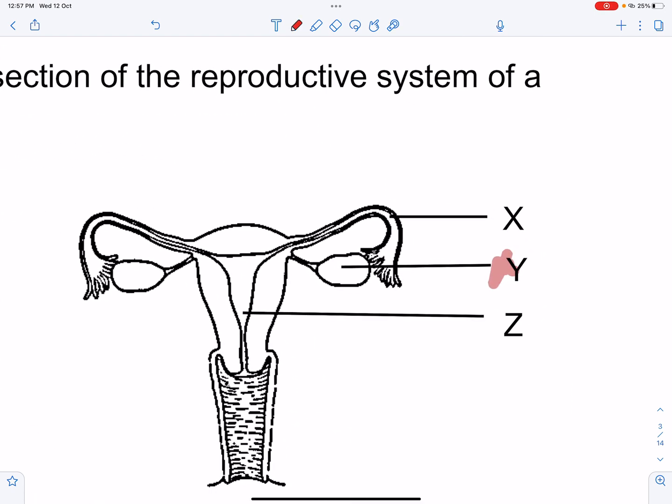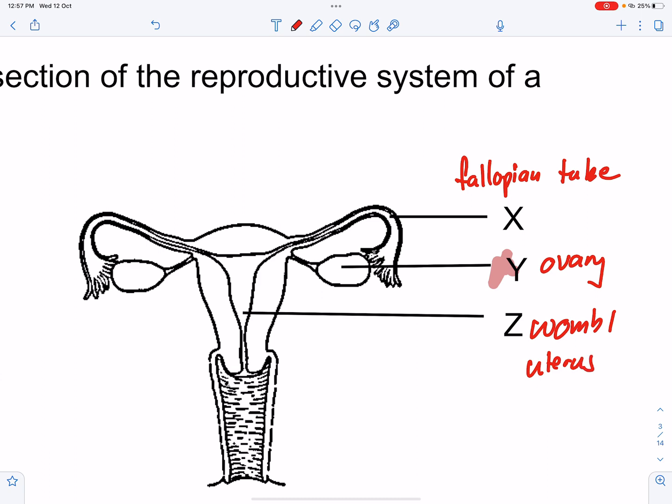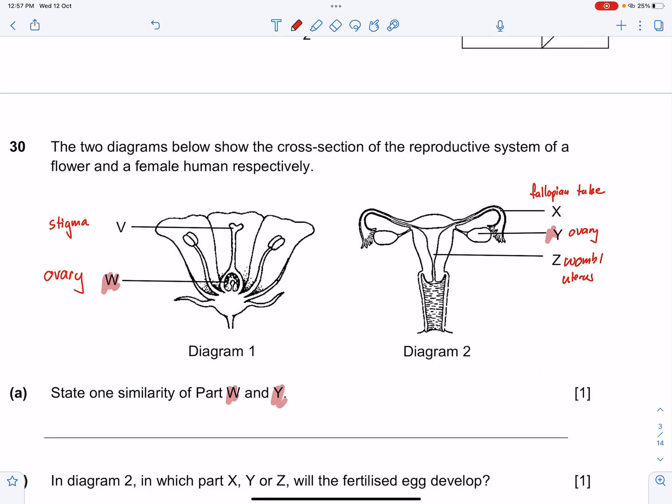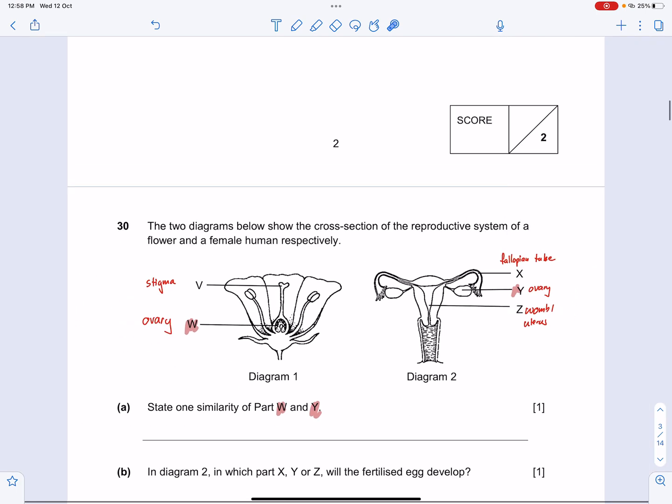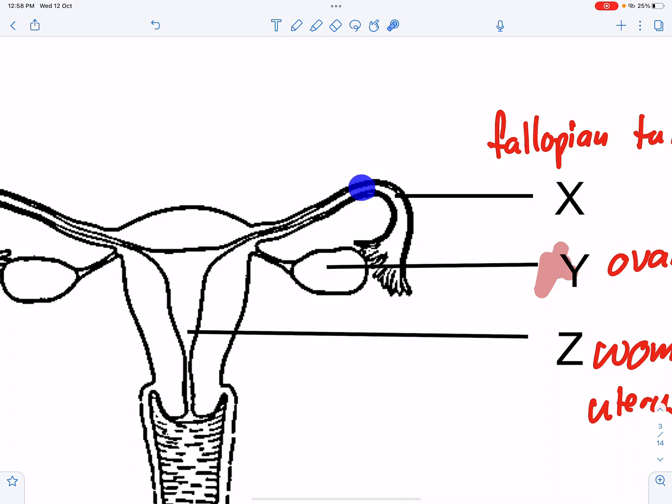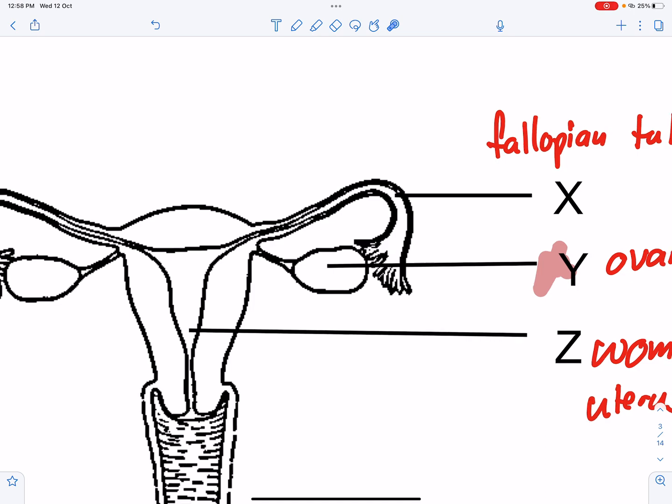Next, this is your fallopian tube, and Y is your ovary. Z is actually your womb or your uterus. Now while we're on this topic, I just want to stress that fertilization in the human takes place in the fallopian tube, not inside the womb, not at the uterus. So once fertilization occurs here, the fertilized egg will travel towards and implant itself into the uterus for growth.